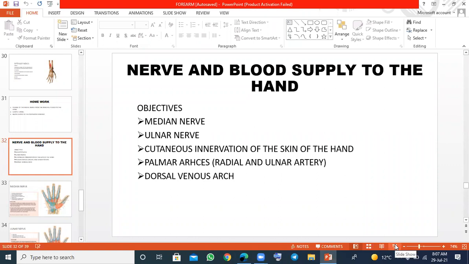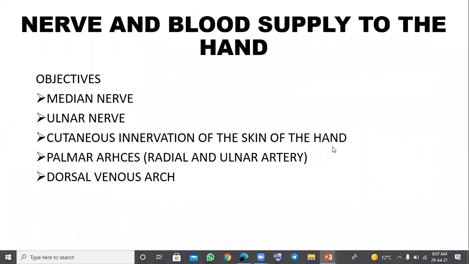So the objectives of this meeting are as follows. We'll look at the median nerve and its branches on the hand. We'll look at the ulnar nerve and its branches. We'll look at the cutaneous innervation of the skin of the hand. We'll look at the palmar arches.